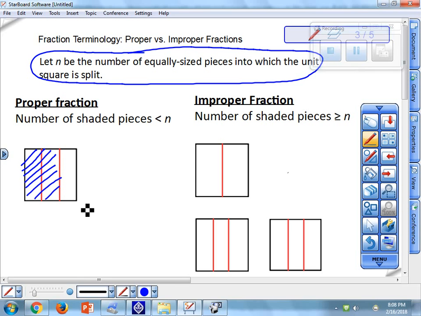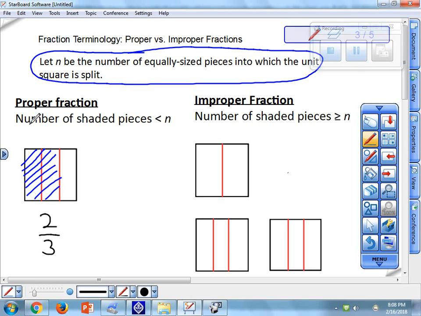That represents the fraction 2/3. So I'm going to go ahead and write that here. That is a proper fraction, because the number of shaded pieces, 2, is less than the number of pieces we split that square into, which was 3.